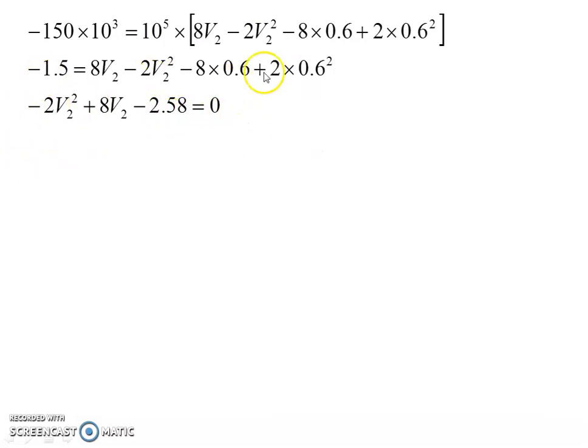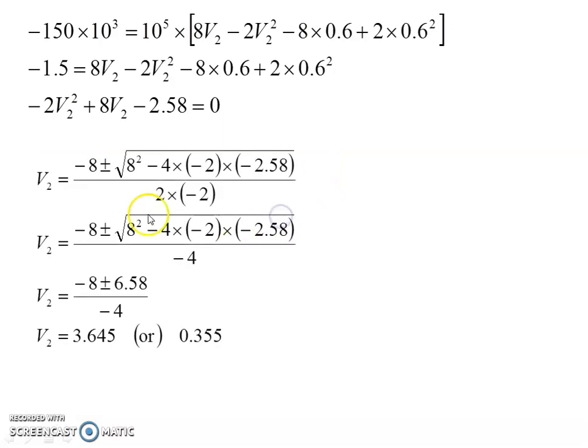This is a quadratic equation. So what is the formula for the solution of this quadratic equation? −B ± √(B² − 4AC) / 2A. We use that formula. Here B = 8, A = −2, C = −2.58. So this becomes, calculating this value, −8 ± 6.58 / −4.